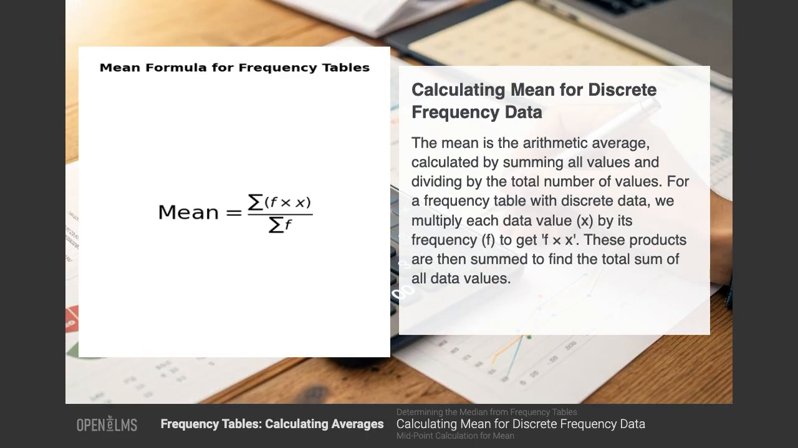Calculating mean for discrete frequency data. The mean is the arithmetic average, calculated by summing all values and dividing by the total number of values. For a frequency table with discrete data, we multiply each data value x by its frequency f to get f times x. These products are then summed to find the total sum of all data values.